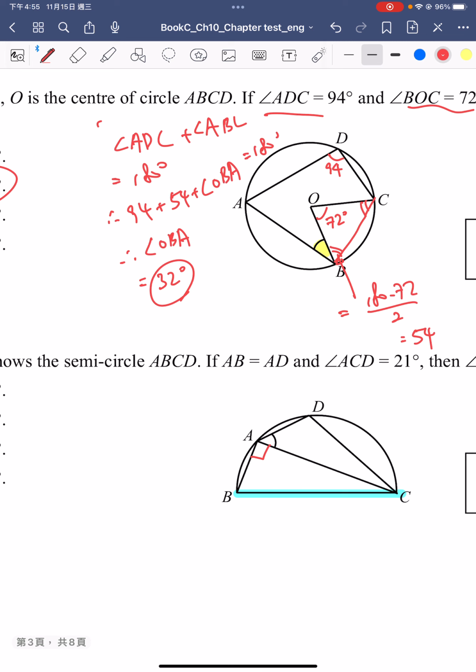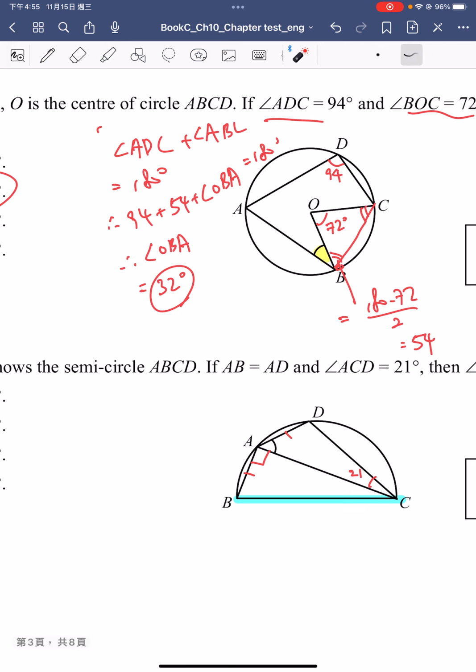And now we have AB equal to AD. And we have the angle ACD, which is equal to 21 degrees. Now we want to find out what is the angle DAC. If we want to find the angle DAC, we need to find out what ADC is, then we can use the angle sum of a triangle to find the angle DAC. But how can we do that? So let's try to just think about it.